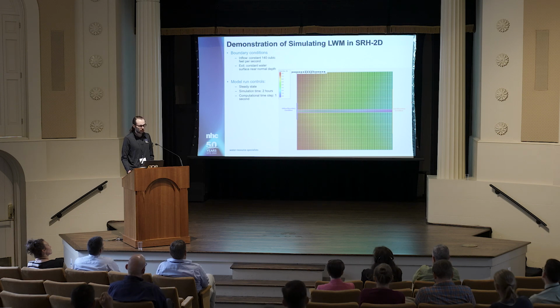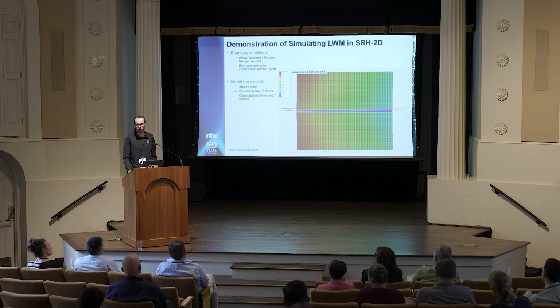Here is what the boundary conditions look like for that. Flows from left to right. That thick blue line is the inflow boundary condition, and this was run in steady state. So it was just a constant 140 CFS throughout the simulation time of 2 hours. And then the exit boundary condition is the thick orange line on the right side, and that was set at a constant water surface value that was near normal depth.